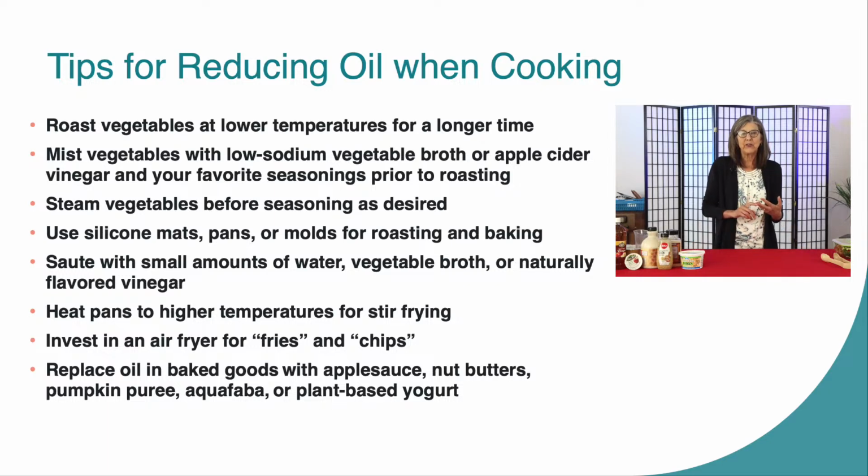You can use silicone mats on your baking trays instead of spraying or rubbing them. When I was growing up learning to cook through 4-H, we'd take lard and rub it on our pans to cook stuff. You don't need to do that. You can saute, like I said, with small amounts of water, vegetable broth, or vinegar is another option. Heat your pans to a higher temperature before you throw your food in, because it immediately starts sizzling. Invest in the air fryer, we talked about that.